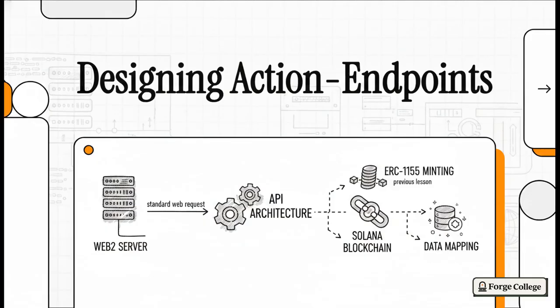So last time around, we conquered ERC 1155 minting mechanics. Today, we're shifting gears and focusing on designing the ultimate blueprint for connecting Web 2 to Solana. We are really getting into the actual architecture today. We're going to figure out exactly how to map a standard web request over to the blockchain, and more importantly, how to do it without causing absolute fiery chaos on your servers. Because let's face it, absolutely nobody likes a server meltdown.